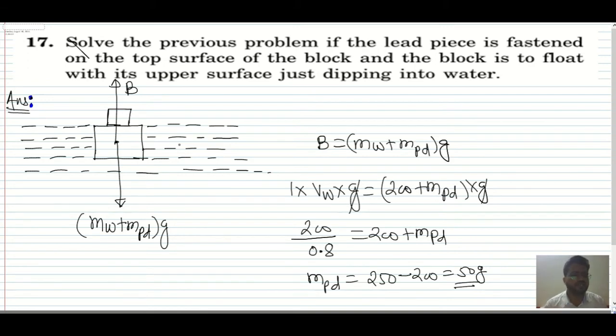नीचे अगर लेड को लगाएंगे, फास्टन करेंगे, तो it will be 54.85, it will balance. और अगर ऊपर लगाएंगे तो it will be 50 ग्राम, it will balance. So I hope this is clear.